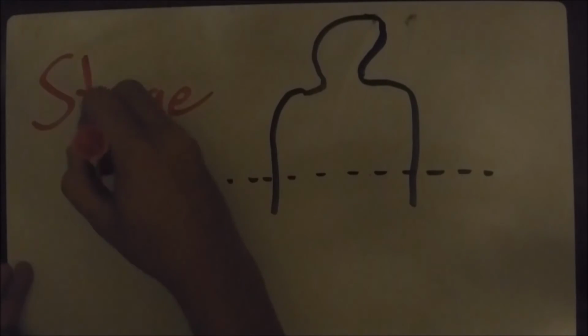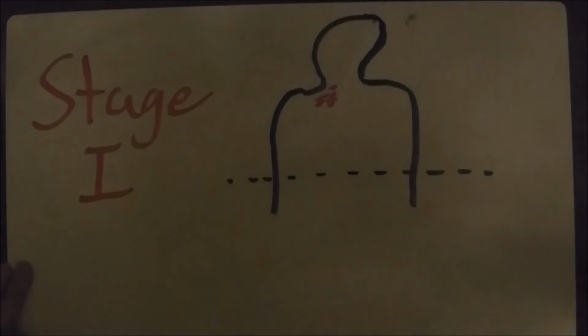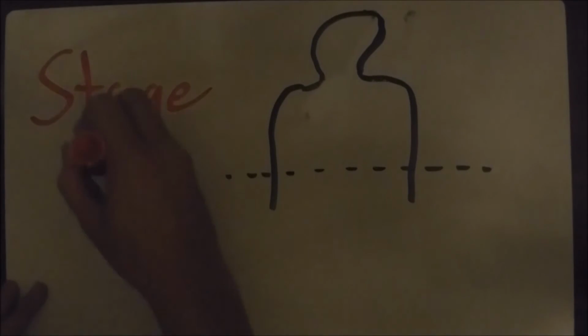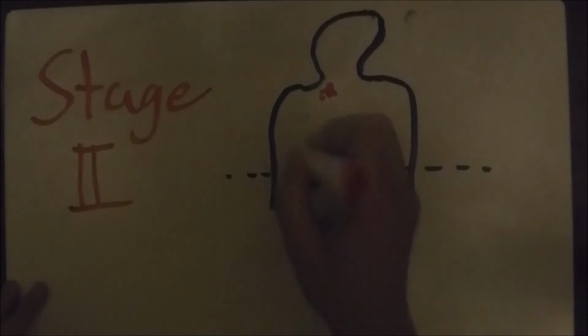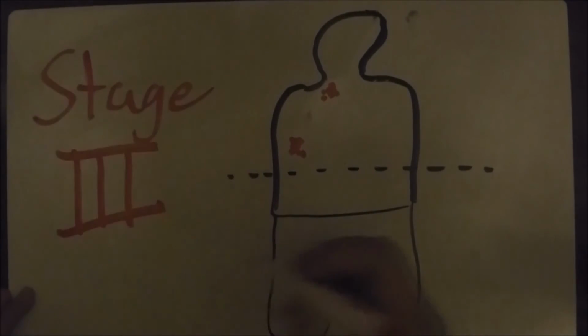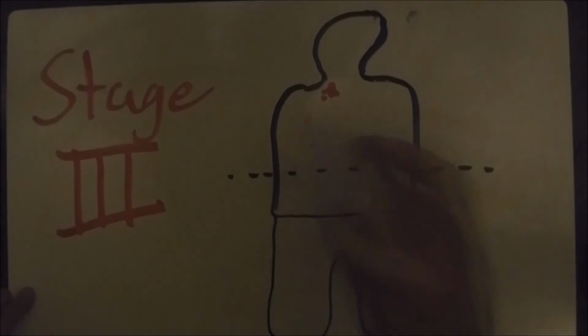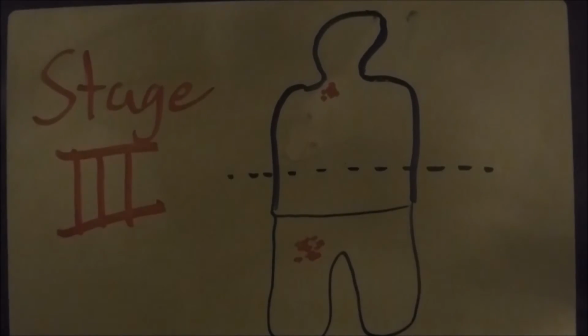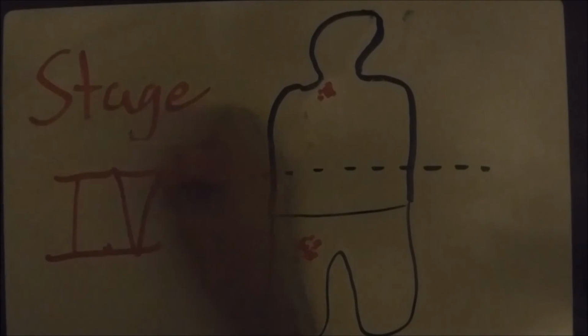Stage 1, a lymph node region or single organ is affected. Stage 2, 2 or more lymph node regions on the same side of the diaphragm are affected. Stage 3, 2 or more lymph nodes both above and below the diaphragm are affected. Stage 4, widespread disease in lymph nodes or in any other body parts is affected.